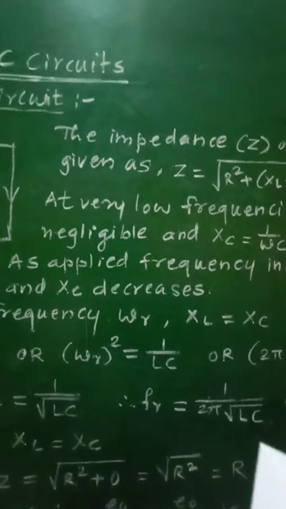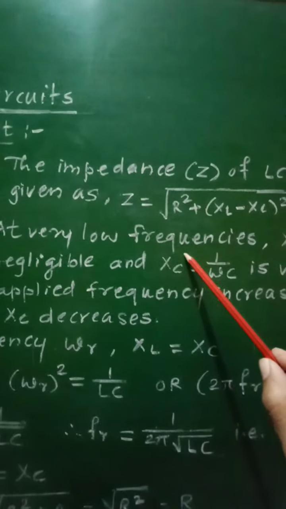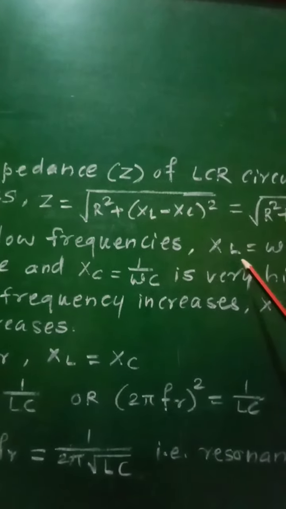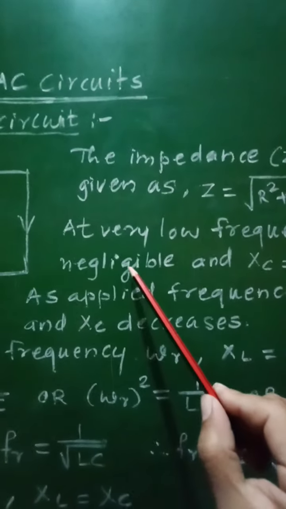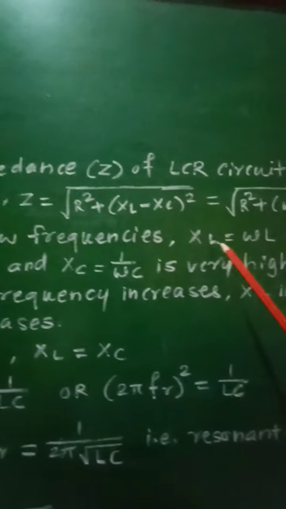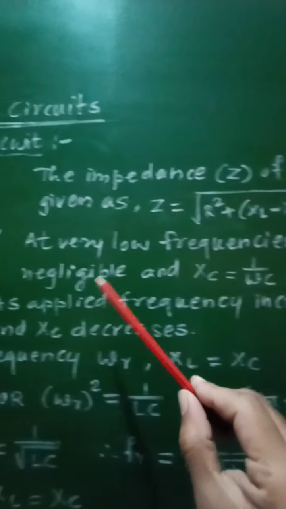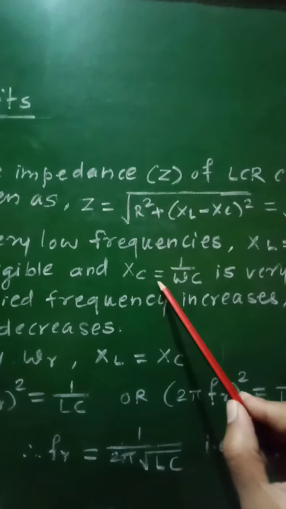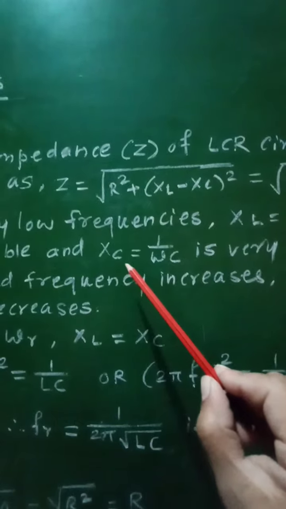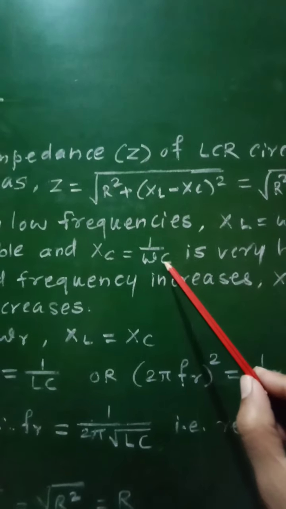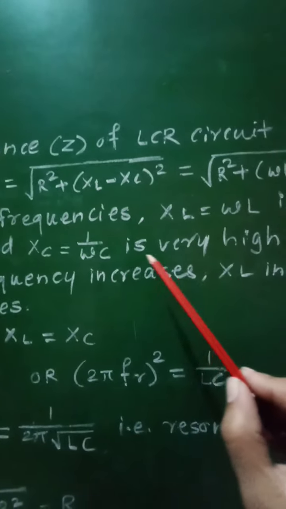Then at very low frequencies, the inductive reactance XL is equal to omega L and its value is negligible, and the capacitive reactance XC is equal to 1 upon omega C, and its value is very high.